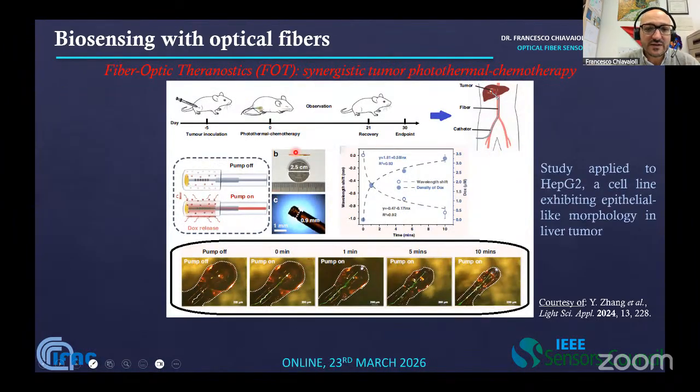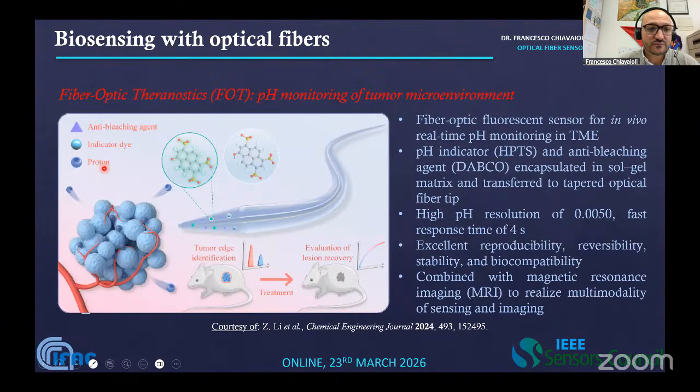Here we can see that this has been tested on animals, applied to HepG2 cell line, which is typical of a liver tumor, and this approach allowed dramatic killing of the tumor until complete elimination.